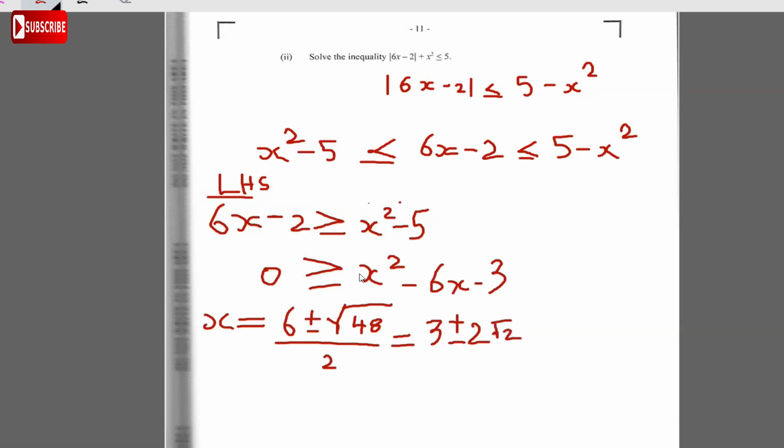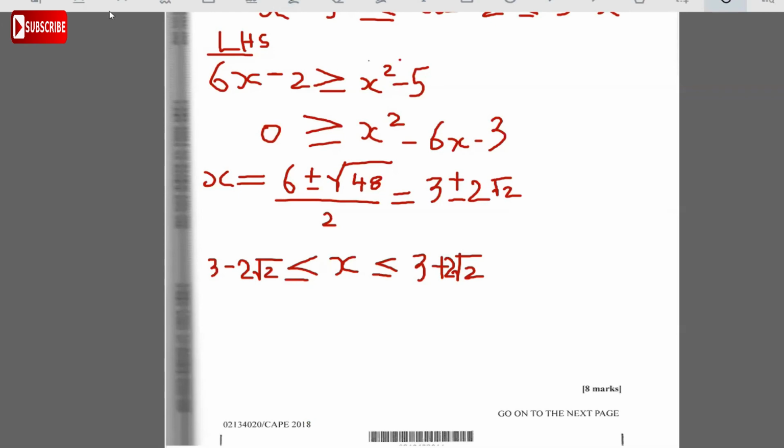So from this end, the solution for this would be that x is between 3 minus 2 root 2 and 3 plus 2 root 2. So that's from the left-hand side of the solution. Going to the right-hand side now.